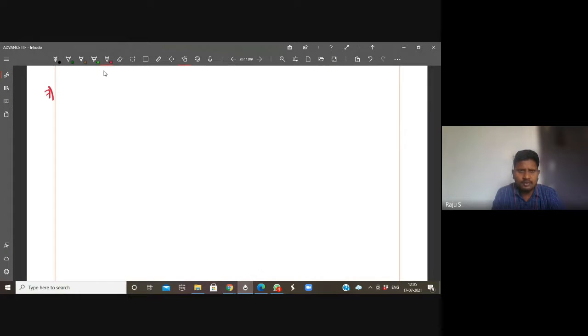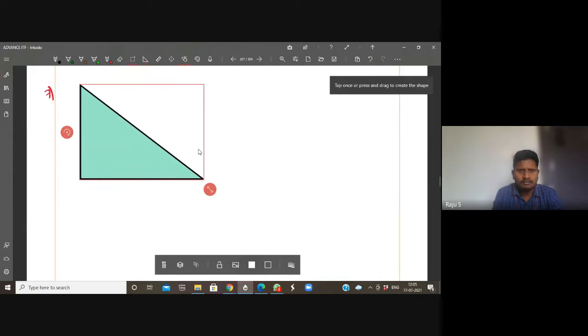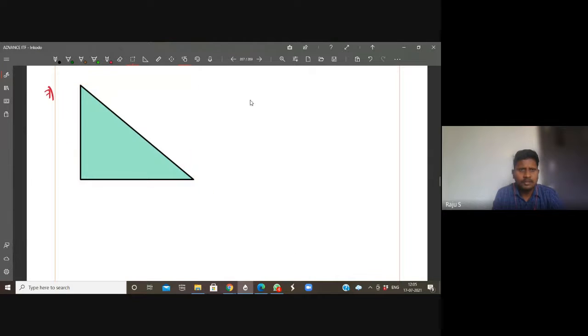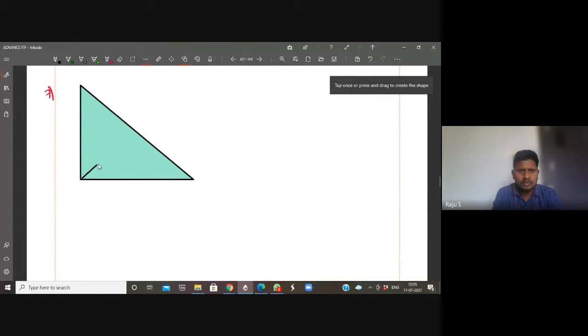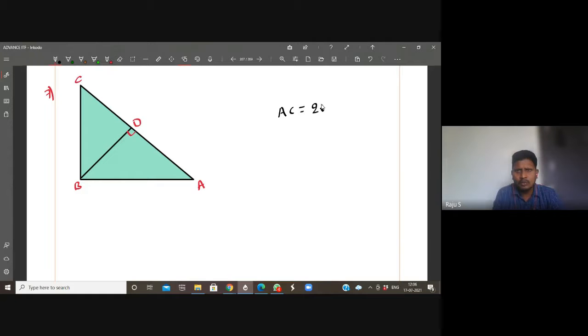Right, for this I'm going to take a right angle triangle. Clear? So I'm going to draw from one of the vertices a perpendicular to the hypotenuse. This is the perpendicular. Okay, students. So if we consider this triangle as ABC, this point is D. See here, hypotenuse AC is equal to 2√2 times this BD.